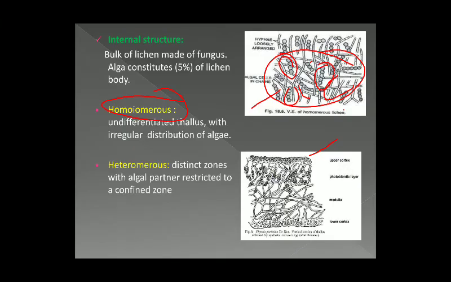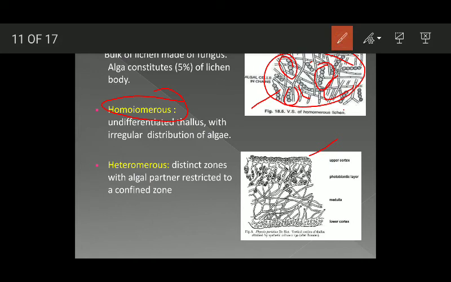Now the internal structure of lichens. You already know that the bulk of lichen is composed of fungus. I have already told you that fungus is the predominant partner in this association. Alga constitutes only about 5% of the lichen body. Now depending upon whether the algal partner is uniformly distributed or forms distinct layers, there are two types of lichens. The first one is homeomerous and the second one is heteromerous.